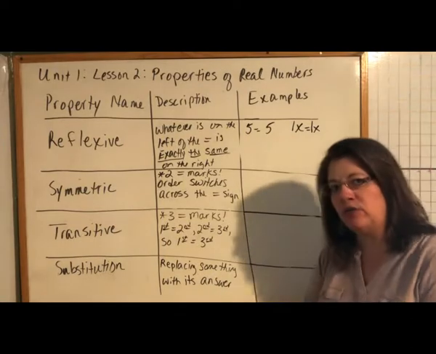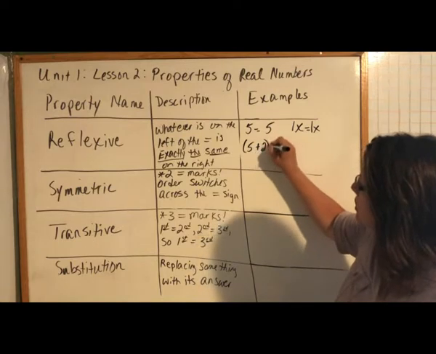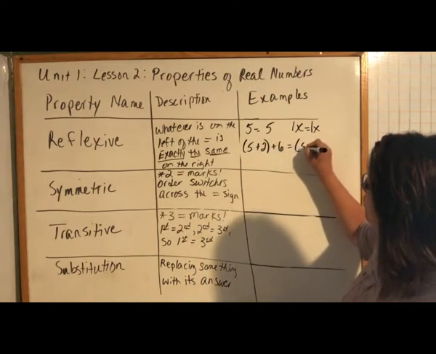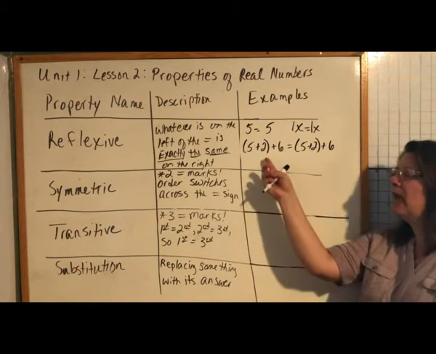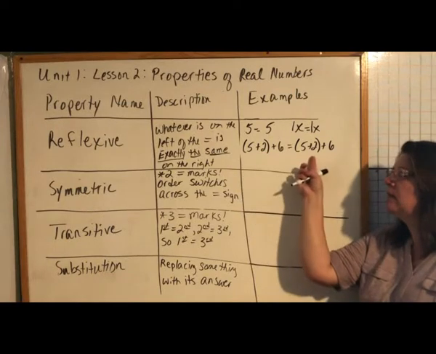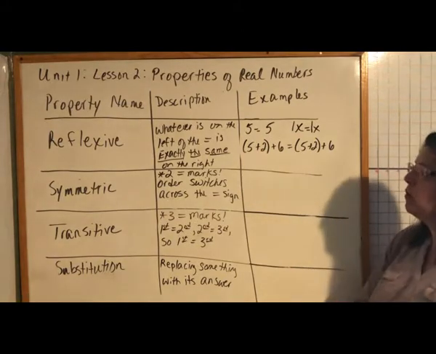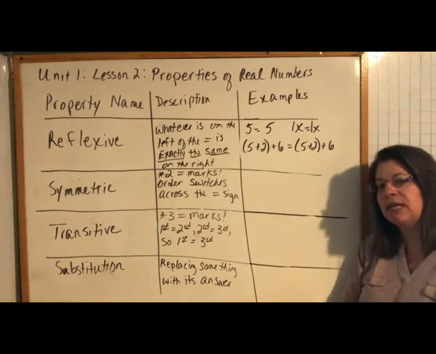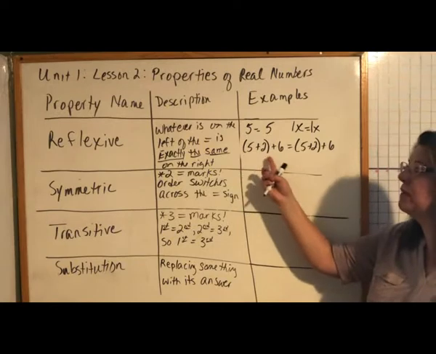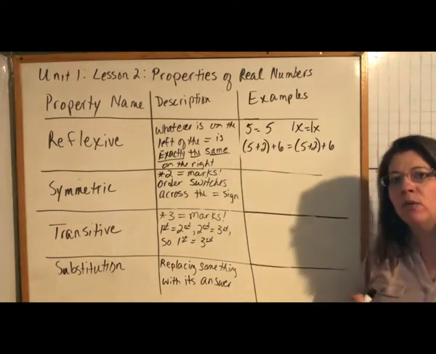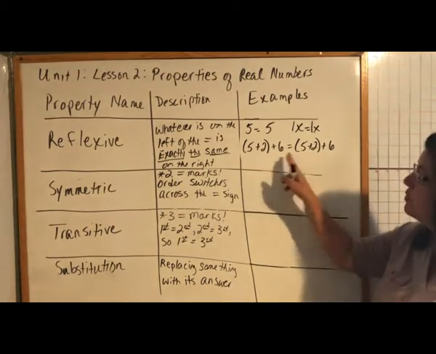Where they will try to trick you sometimes is they might do this. They might say (5 + 2) + 6 equals (5 + 2) + 6. If you notice that, we have something grouped here, and then the same thing grouped on the other side. Nothing from the left to the right of the equal mark has changed. The parentheses are in exactly the same spot. A common mistake for this one is students will see the parentheses and they'll automatically say, oh, that's associative. Well, it's not associative because there is no change in the grouping of those two sides of the equation.